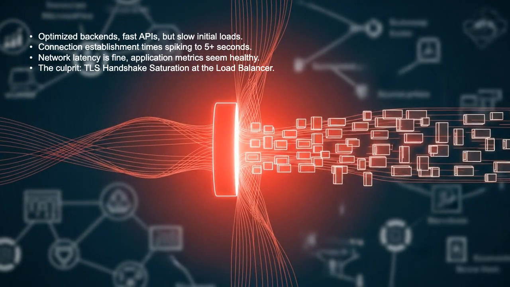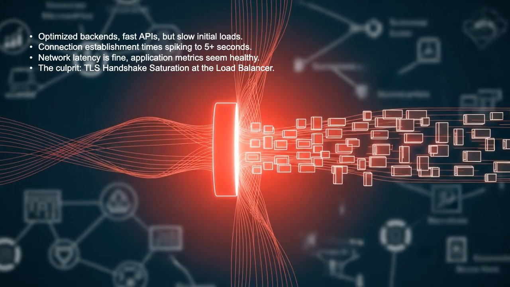Welcome to a deep dive into a performance bottleneck that often lurks in the shadows, even for highly optimized distributed systems. You've meticulously scaled your backend services, fine-tuned your databases, and optimized your API responses to perfection. Yet, your users are still reporting frustratingly slow initial page loads, leading to a suboptimal user experience. What's even more puzzling is that your core application metrics look healthy and network latency seems to be within acceptable bounds. Our monitoring dashboards, however, might reveal a strange anomaly: connection establishment times spiking to several seconds, often 5 seconds or more, during peak traffic.